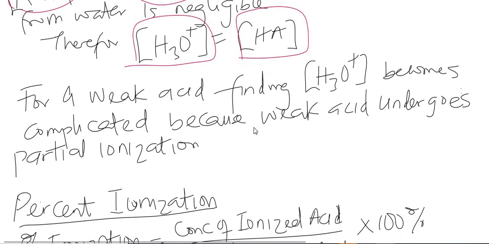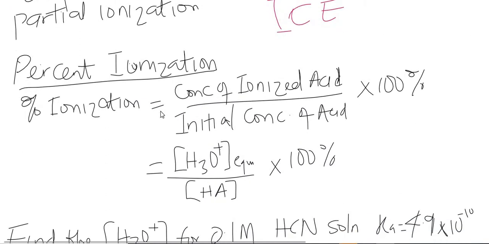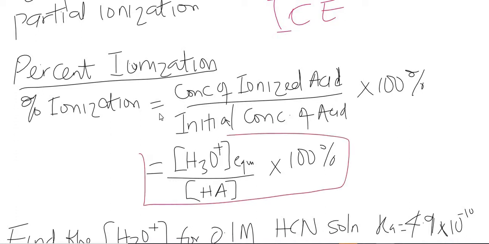For a weak acid, finding the hydrogen ion becomes complicated because weak acid undergoes partial ionization. So in most cases when we are solving for this, we use the ICE table, which we are going to show as we move on. Percent ionization is another way of showing the strength of an acid. So we express percent ionization as the concentration of the ionized acid over the initial concentration of the acid multiplied by 100%. We use this expression.